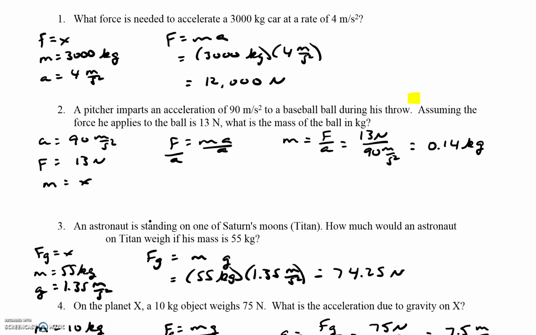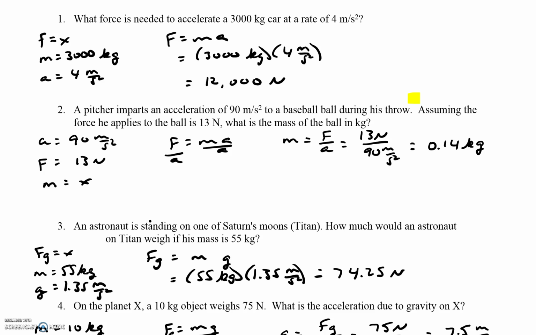Looking at the math problems, for number 1, we're trying to calculate force. So force equals mass times acceleration. So we've got 3,000 kilograms times 4 meters per second squared. So our force is 12,000 newtons. For number 2, this time we're trying to calculate mass. So our mass is going to equal our force divided by our acceleration. So 13 newtons divided by 90 meters per second squared will give us a mass of 0.14 kilograms.